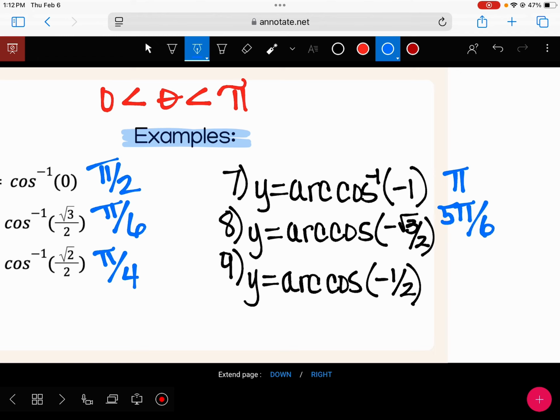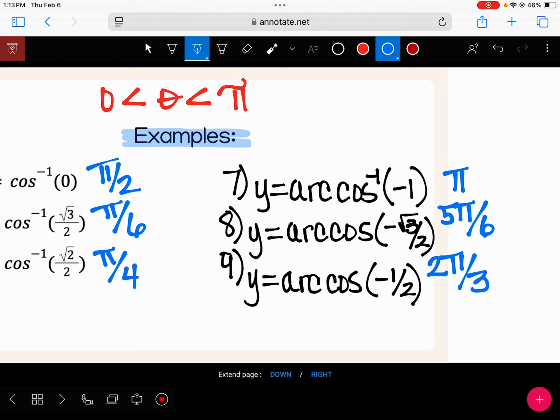And last one, David, where is cosine negative 1/2? Nope, that's negative 1/2 cosine. So the x value, where is the x value negative 1/2? 2 pi over 3.